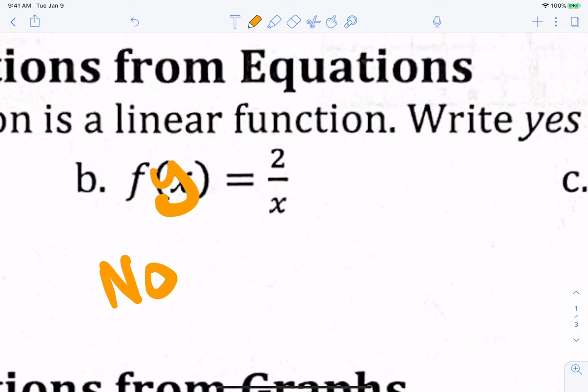So this is not a linear function because it doesn't have a y? Well, technically it does have a y. They're just calling it f of x. So that's not the reason why it's not a linear function. Why is it not a linear function? Because we're dividing. We're dividing by x.